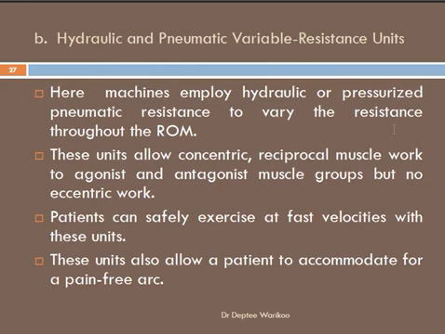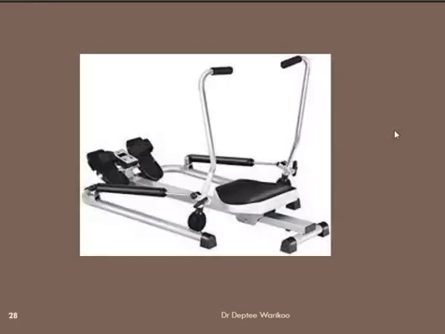Then there are hydraulic and pneumatic variable resistance units. Here machines employ hydraulic or pressurized pneumatic resistance to vary the resistance throughout the range of motion. These units allow concentric reciprocal muscle work to agonist and antagonist muscle groups, but no eccentric work. Patients can safely exercise at fast velocities with these units. These units also allow patients to accommodate for a painful arc. This you could see, we are maintaining the hydraulic devices with these footsteps and the handbars.